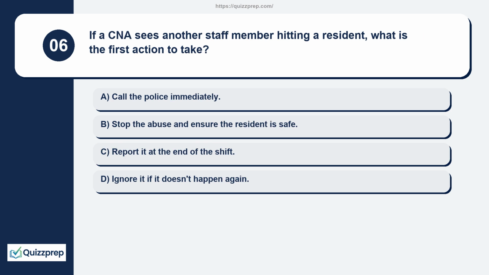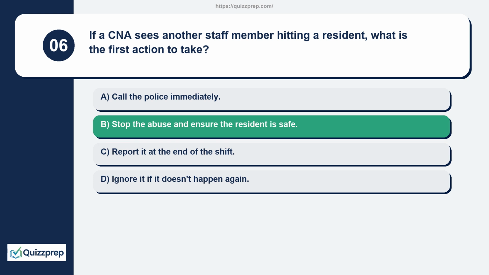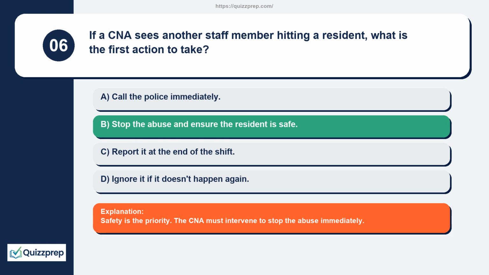Question 6. If a CNA sees another staff member hitting a resident, what is the first action to take? Call the police immediately. Stop the abuse and ensure the resident is safe. Report it at the end of the shift. Ignore it if it doesn't happen again. Safety is the priority. The CNA must intervene to stop the abuse immediately.